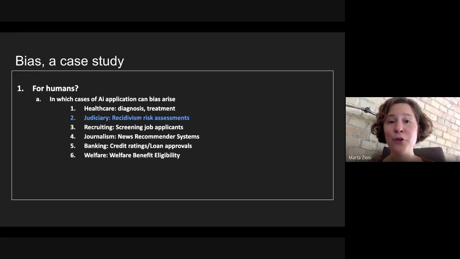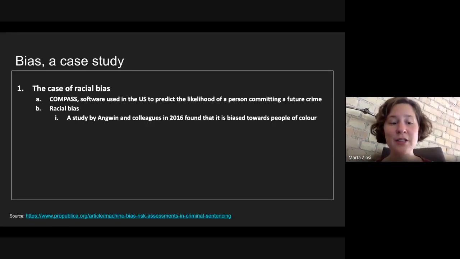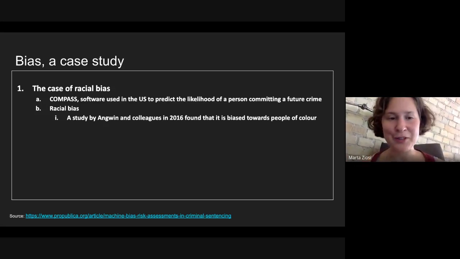Okay, what we are going to focus on today is one case study in the judiciary system, which is recidivism risk assessments. Now we enter our case study here: the case of racial bias. We're going to go into the case of COMPASS, which is a software used in the US to predict the likelihood of a person committing a future crime. And this software has been found to be biased towards people of color. There was a lot of research done on it, but rarely have articles dissected exactly what was going on within the algorithm. And that's what we're going to do today. So I need your brains on this.